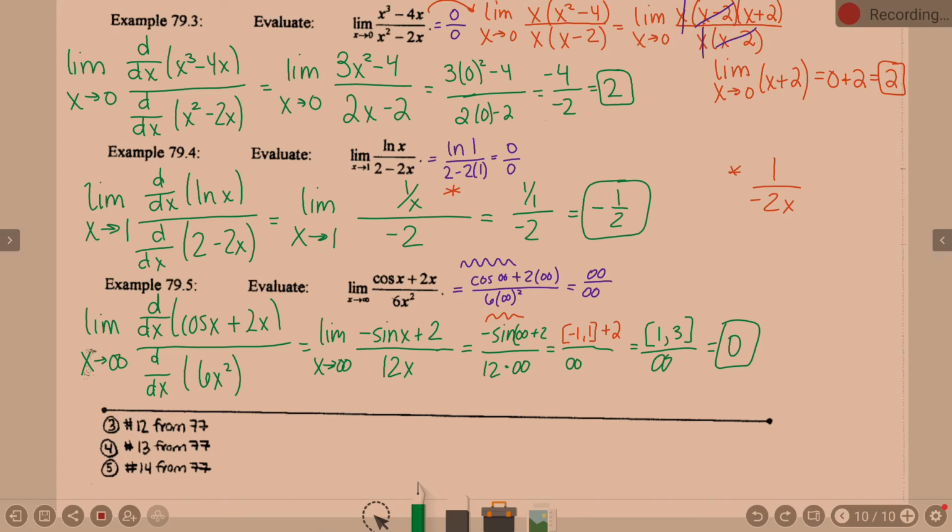Okay. Good job, team. You have 3 to switch out. 3, 4, and 5 are from 77, so you're going to replace them with 12, 13, and 14 from 77.